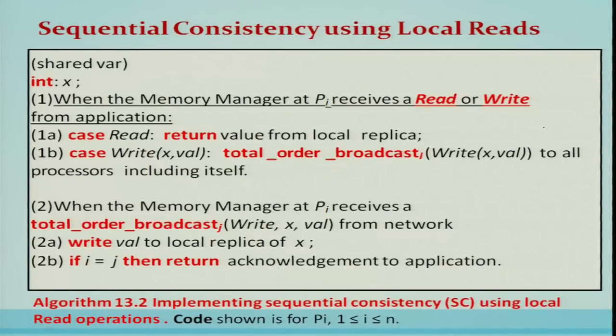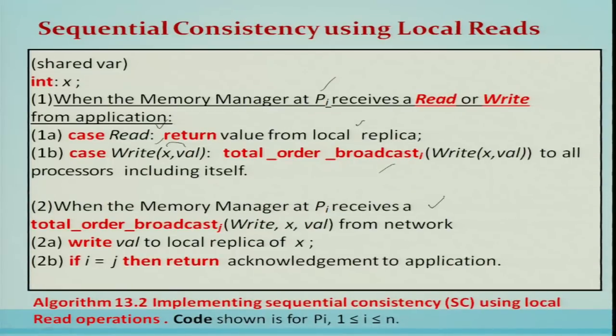So here, when a memory manager PI receives read or write from the application in the sequential consistency model, we see what it will do, in the two cases, read and write. If read, then it will return the local replica. And for the write operation, if it wants to write the value val to the variable x, then it will issue a total order broadcast to all the processors, including itself.